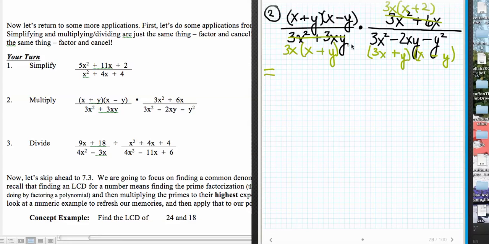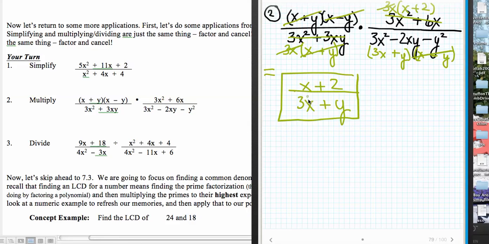And now from there I can cancel. So I have an x plus y canceling with an x plus y, the 3x canceling with the 3x, and an x minus y there, canceling with an x minus y there, and that's going to leave me with just an x plus 2 in the numerator, and then in the denominator, a 3x plus y. Now remember, there's no canceling in addition. You can't cancel the x's from here and here because those are not factors. They're parts of an addition problem, and so they won't cancel.